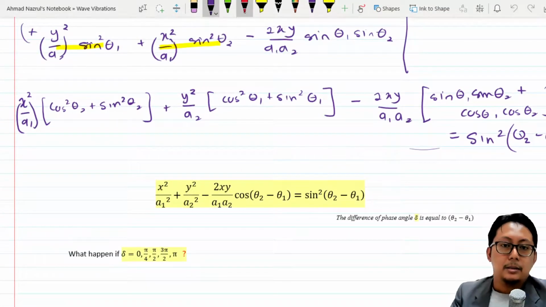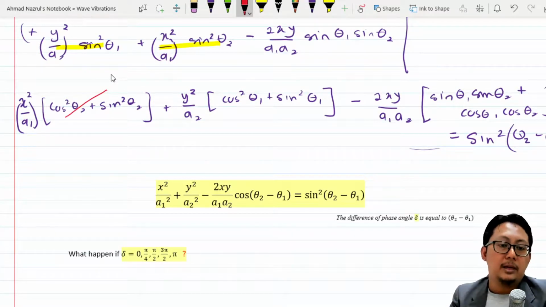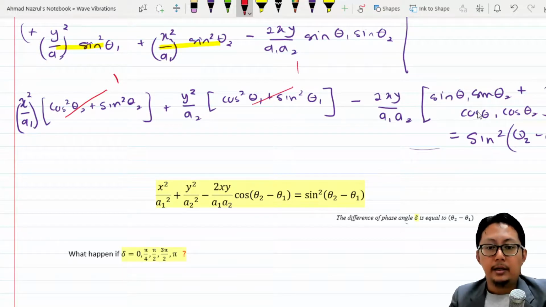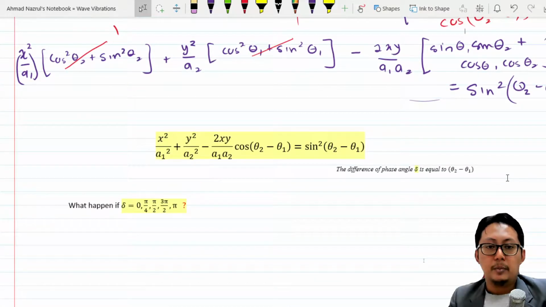And this will become easy because we know that cos square theta plus sine square theta is equal to 1. This one also equals 1. And this we change to the trigonometric identity. You can get here cos theta 2 minus theta 1. So finally, you can get the equation for the perpendicular, which is the final equation for the same frequency.